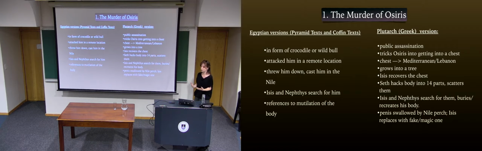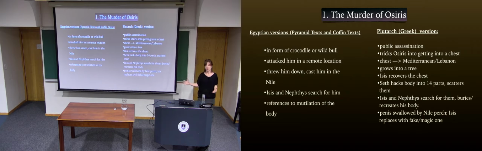Presumably, the story of Osiris' murder was passed down orally, and that's where the Greek authors are getting these parts of the story. But we do get certain oblique references, and it seems that Seth attacks Osiris either in the form of a crocodile or a wild bull, somewhere remote, and throws him down, either into a ravine or casts him into the Nile. And then Isis and Nephthys search for him and recover his body. But again, it's never really told in a very clear, straightforward way.